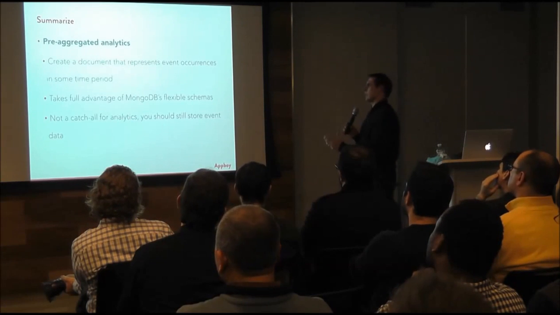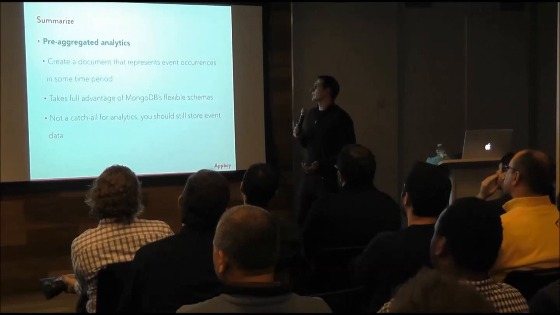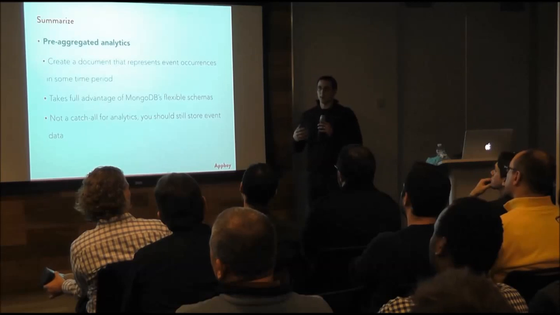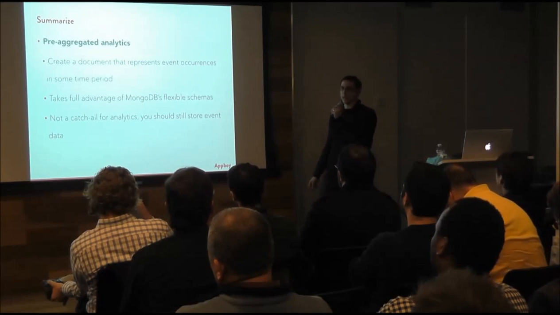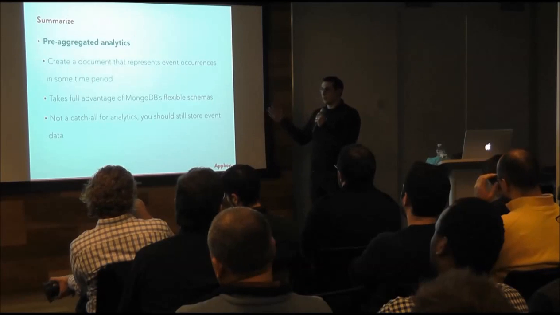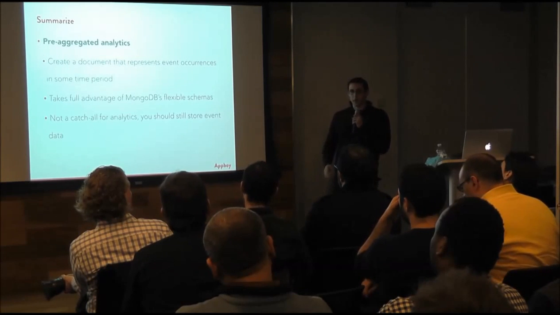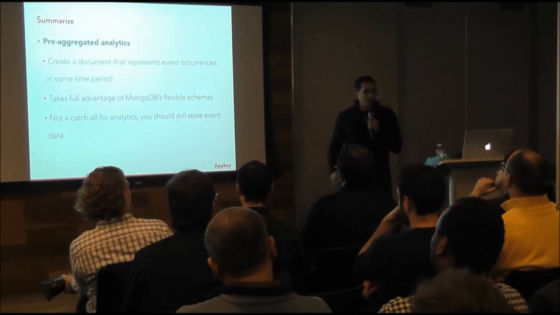So real quick, just to summarize, getting to the end of the talk. We first talked about pre-aggregated analytics. The way that you do this is you create a document that represents event occurrences in a time period, and the document itself is rolled up to a time period that you care about. This takes full advantage of Mongo's flexible schemas. You can add all sorts of dimensions to it. And a reminder that this is not a catch-all. Please store all your data. Do not throw data away ever.